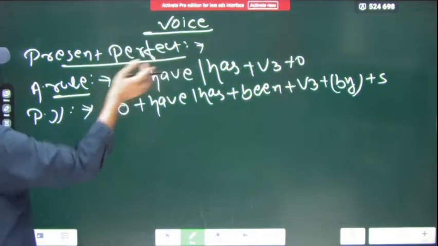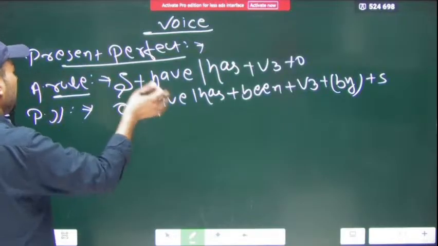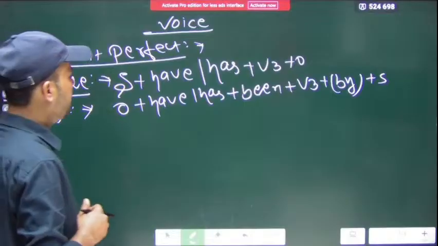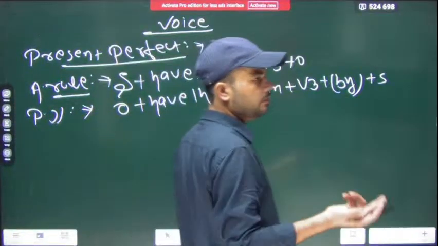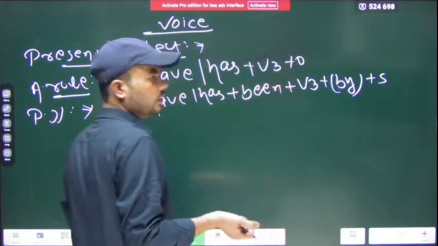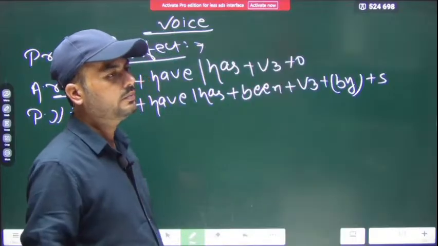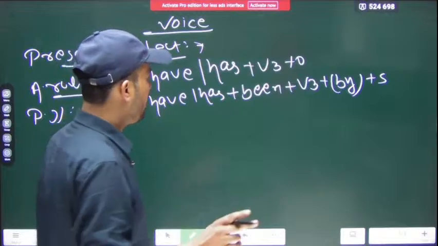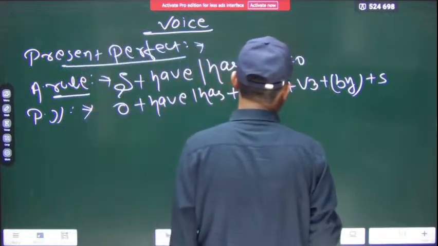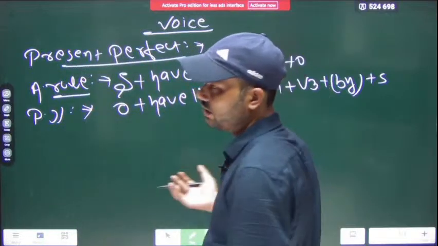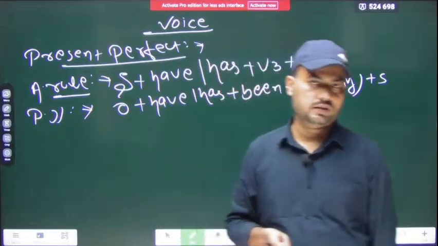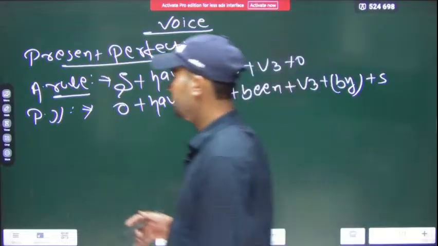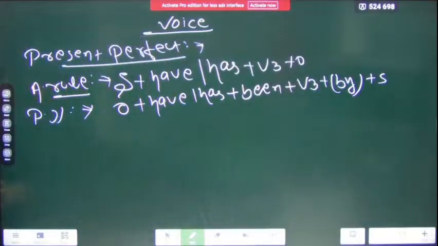First of all we will take object here, then after have we will use been, which is a helping verb. After been we will write verb 3, because in all passive rules only verb 3 is used. In active you can use any verb form, but in passive only one verb form is used, which is verb 3. After verb 3 we can write by, which comes in bracket, because by is not used everywhere. And lastly we will write subject. Look at some examples here.